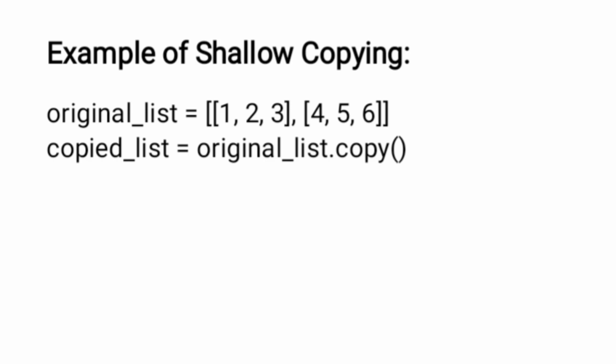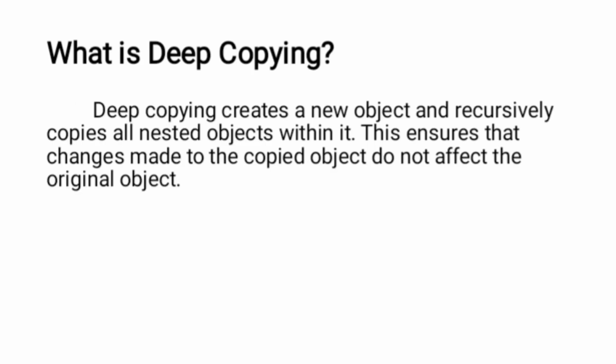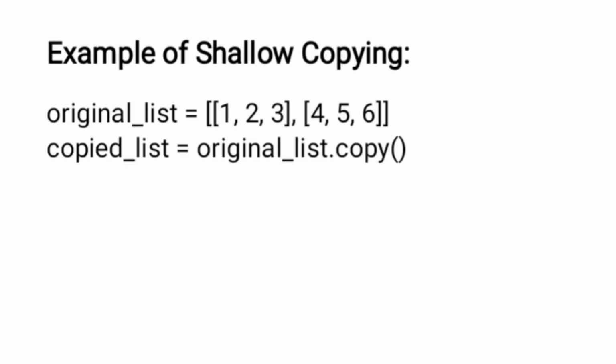A shallow copy means that while the top level list is copied, the inner sublists are not duplicated. Instead, both original list and copied list reference the same inner sublists, 1, 2, 3 and 4, 5, 6. Both point to the same inner sublists, so modifying one will affect the other.